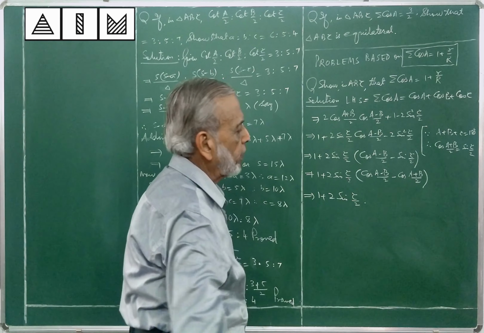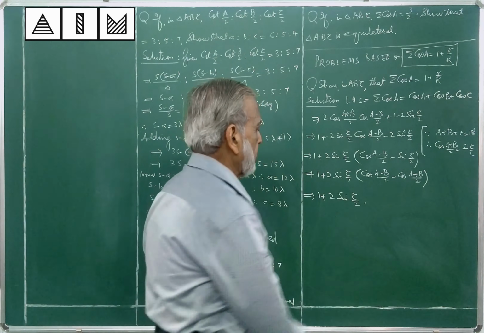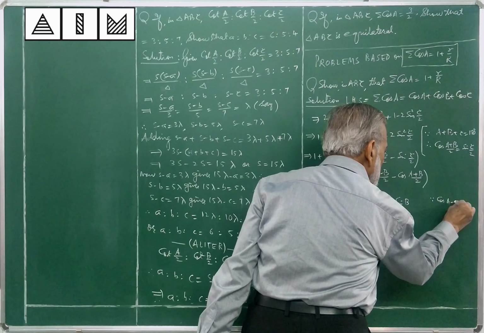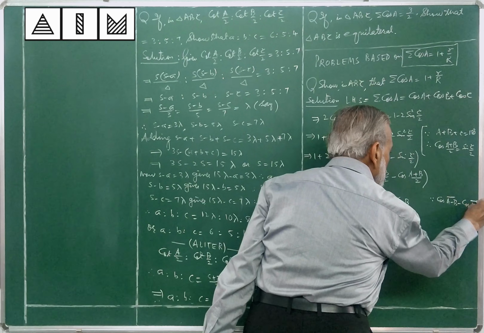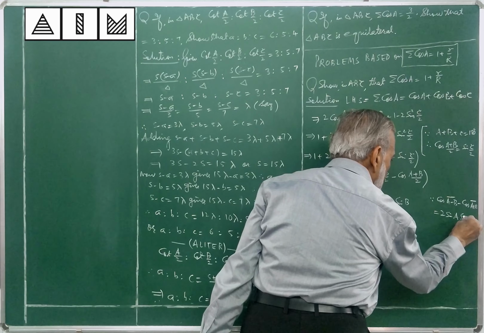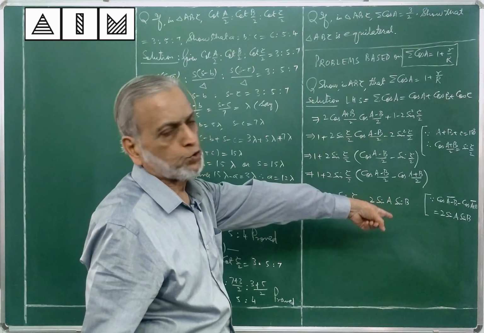There is a formula in compound angles. Cos (A minus B) minus cos (A plus B) is 2 sin A sin B. See the formula here. Here it is by 2, so I will write by 2 here. (A plus B) by 2, (A minus B) by 2, so A by 2, B by 2.